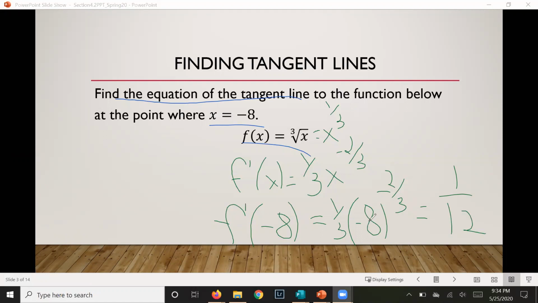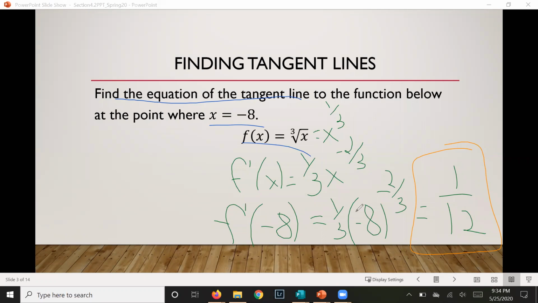And recall that the way derivatives work, when we evaluate the derivative of a function at a particular point, it gives us the slope of the tangent line at that point. So we know that when x equals -8, the slope of the tangent line is 1/12. Now, how do we use that to find the equation of the tangent line?